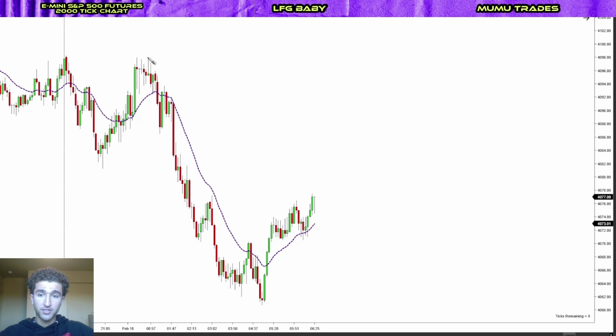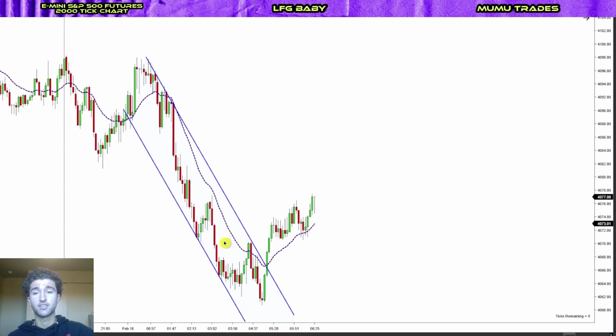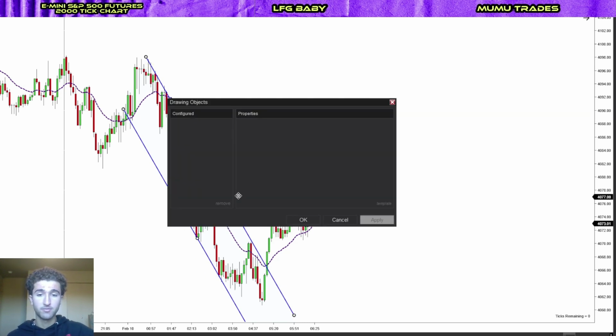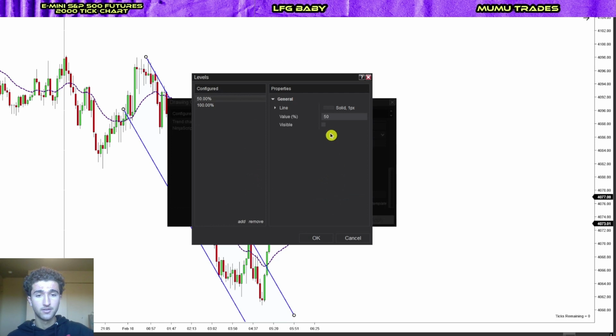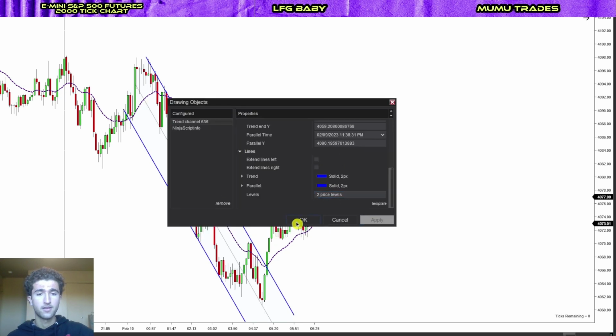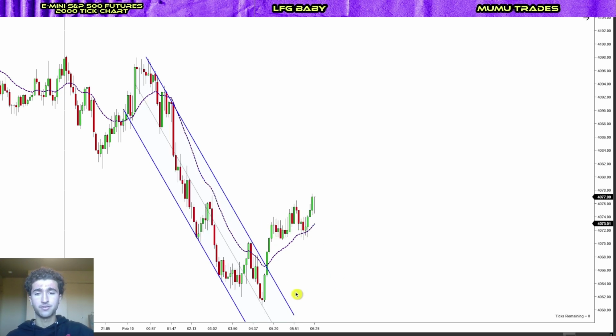We can either go from the top, draw something like this. That looks pretty accurate. We have several touches on the top, several touches on the bottom. If we draw a midline, then it looks fairly accurate, right?